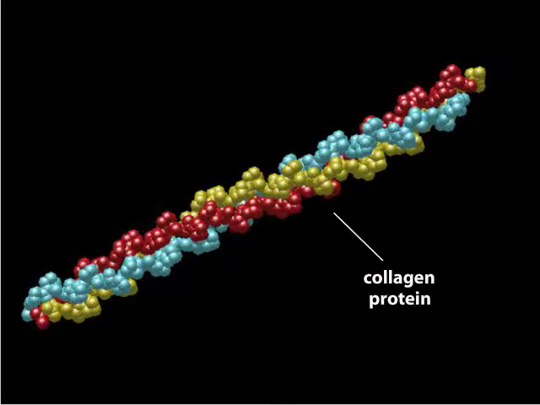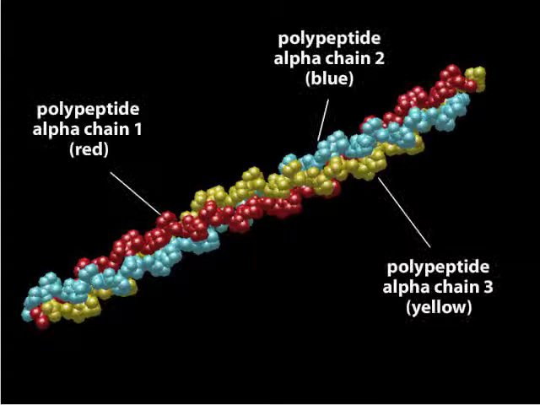This protein is composed of 3 helical polypeptide chains that form a stiff, supercoiled cable. The type of helix in each polypeptide is unique to collagen and results from collagen's unusual amino acid composition.